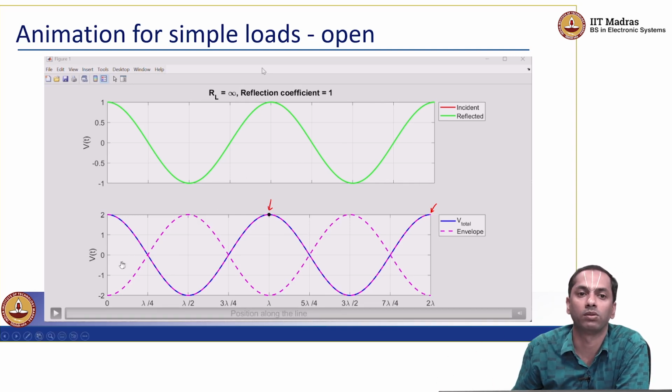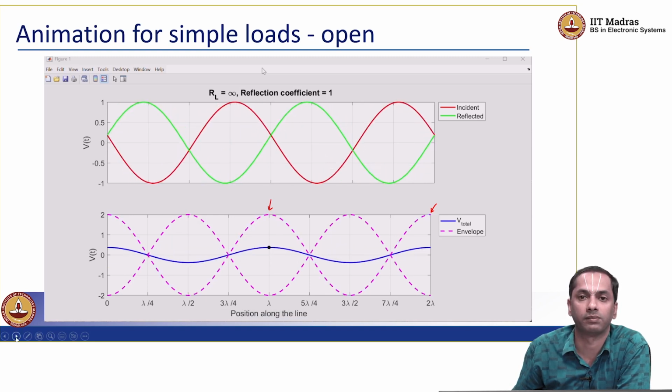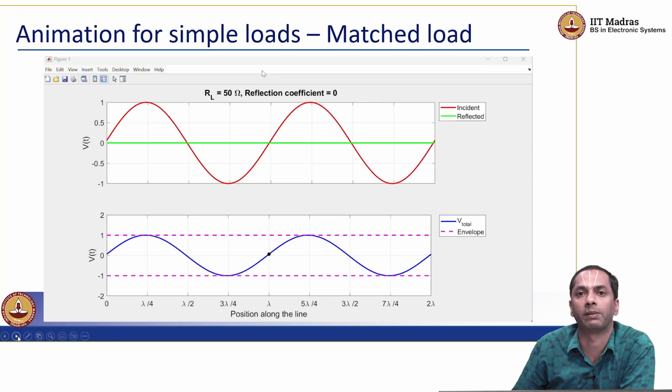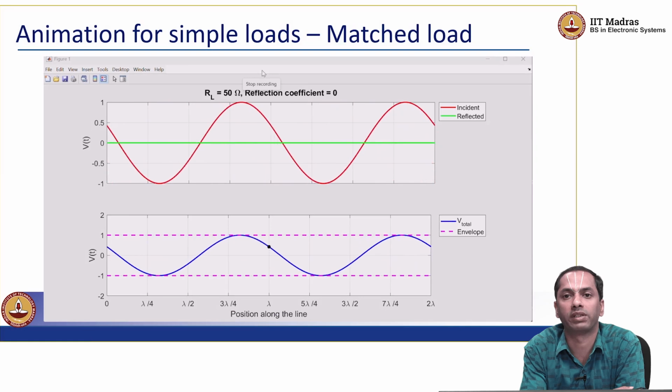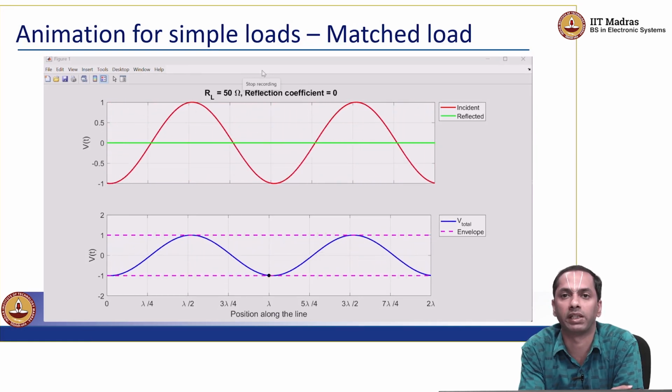So now we will go to the next load, which is the matched load. So for matched load, remember the reflection coefficient is 0. So in this case, it's a very simple simulation or animation. You will just see that there is an incident wave and no reflected wave. So your total voltage and the incident voltage will be the same, and you can notice that the envelope is constant and there is no standing wave phenomena, because there are no two waves to constructively or destructively interfere.